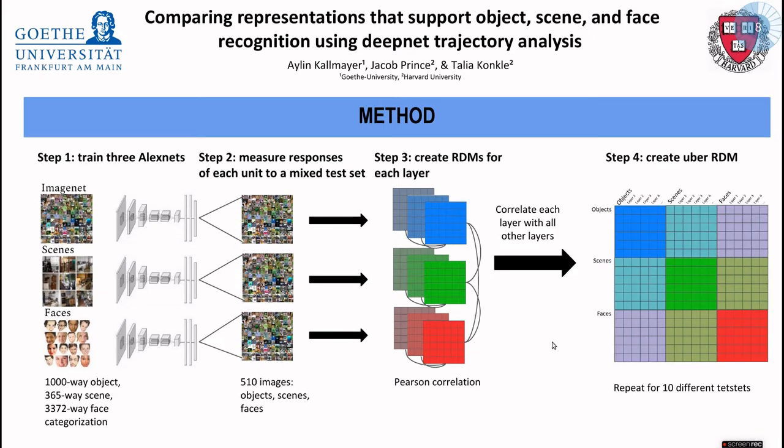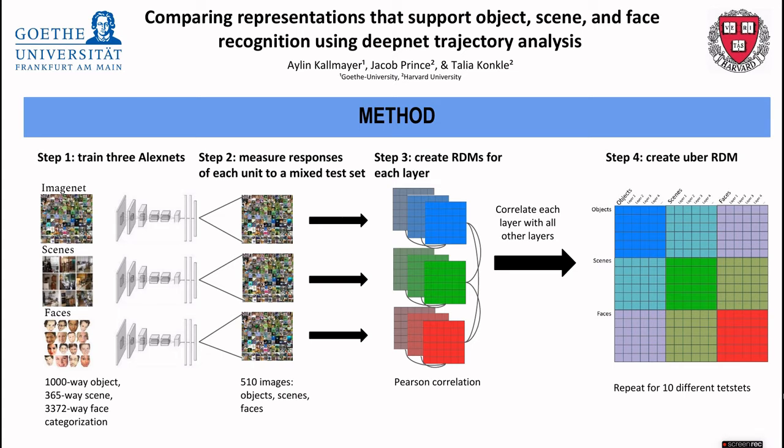Once we have RDMs for each layer, we can correlate each layer with all of the other layers, which gives us this large second-order Uber RDM. So here, for example, this little square would represent how similar layer 2 of the scene stimulus domain is to layer 1 of the object stimulus domain. And you can see the more saturated colors in the diagonal represent the within stimulus domain layer comparisons, and these mixtures of colors represent the between stimulus domain layer comparisons.